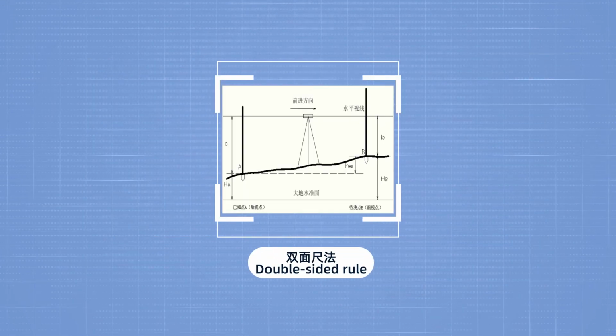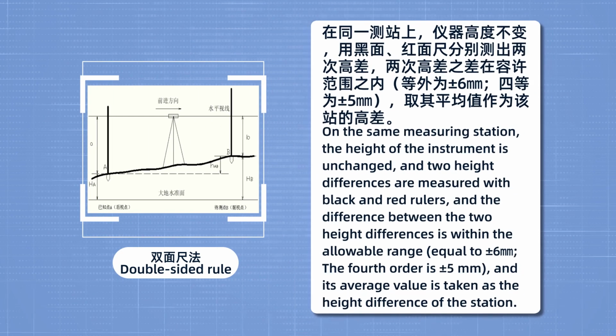2. Double-sided ruler method. At a same survey station, with the instrument height unchanged, get the height difference of 2 measurements obtained using a ruler's black and red sides respectively. If the difference falls within the allowable range, plus or minus 6 mm for class 1, plus or minus 5 mm for class 4, take the average as the height difference for that station.